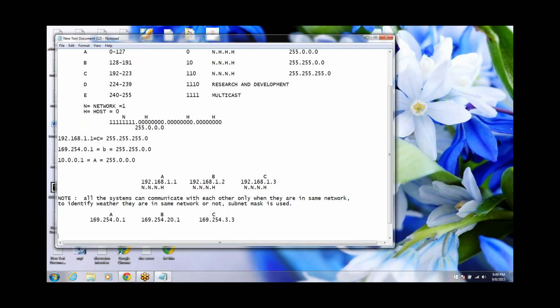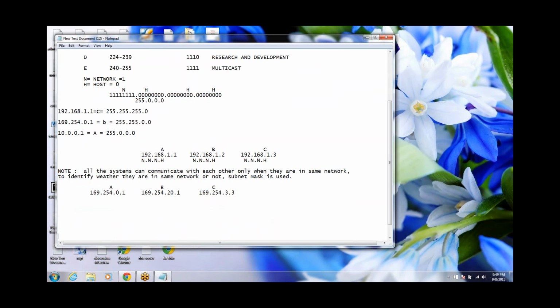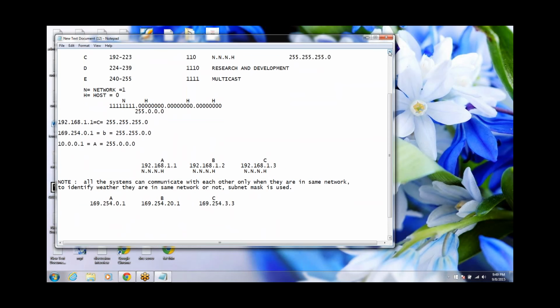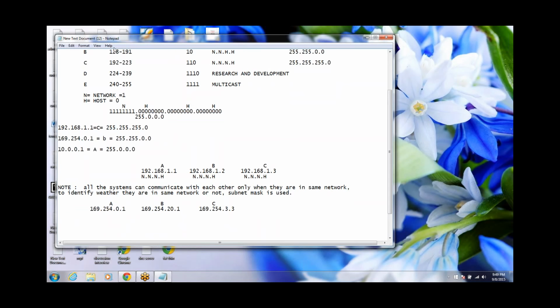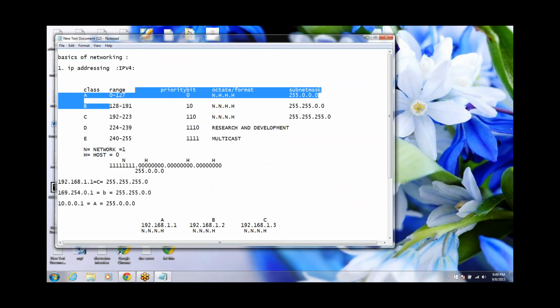Now see here, I've given three addresses. Will these three addresses communicate with each other or not? Can PC A communicate with PC B? The second case, can PC B communicate with PC C? Under one condition, whether they're in the same network or not. To identify that, first we need to identify the class of the IP address. So 169 falls into the class B range.